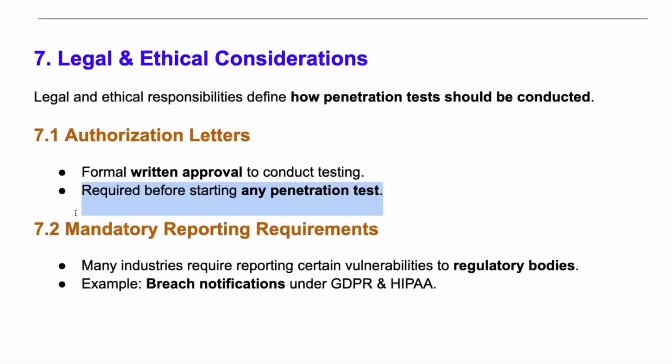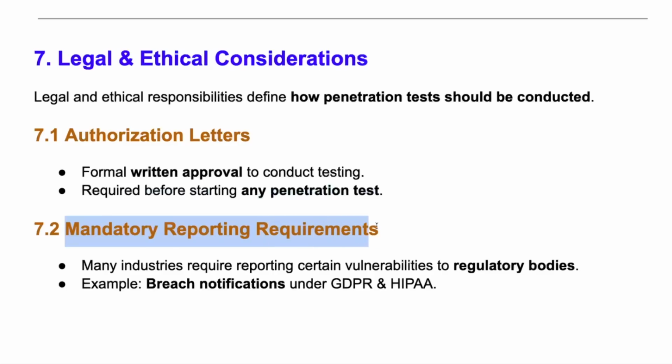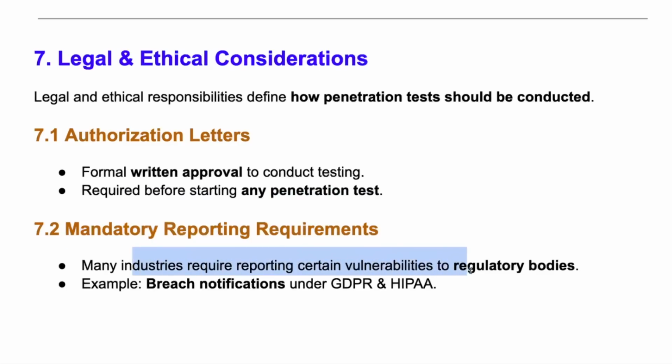This is not a light thing. If you try to hack somebody without their authorization, it's a felony. It's not a misdemeanor. It's a really, really big deal. So keep that in mind. Mandatory reporting requirements. So many industries require reporting certain vulnerabilities to regulatory bodies. Now, this is mandatory on the part of the penetration tester to report to the client, and it's required by the client to report to the regulatory bodies. So they have to report those vulnerabilities to the regulatory bodies.